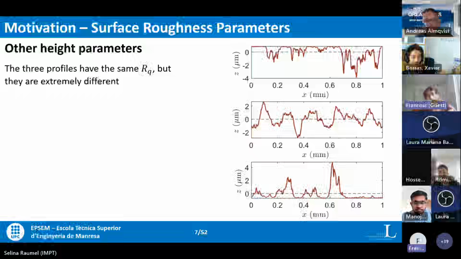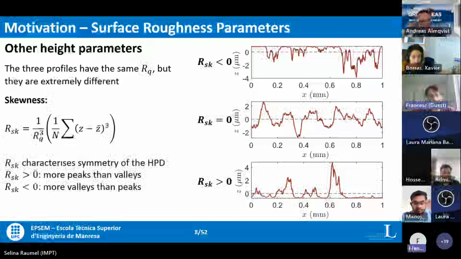And a very common one is the skewness parameter, which is computed in this fashion as the third power of the height difference. And basically, if you have a positive skewness, you will have more peaks than valleys. If you have a negative one, you will have more valleys than peaks. And if you have a zero, you will have a more or less evenly distributed set of peaks and valleys. But of course, two parameters are not enough either.